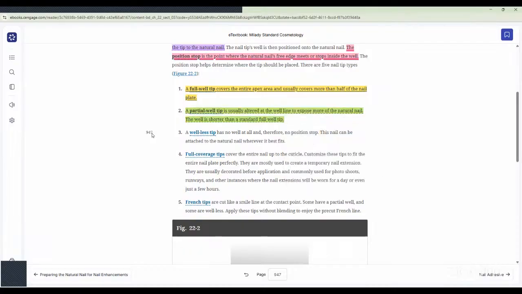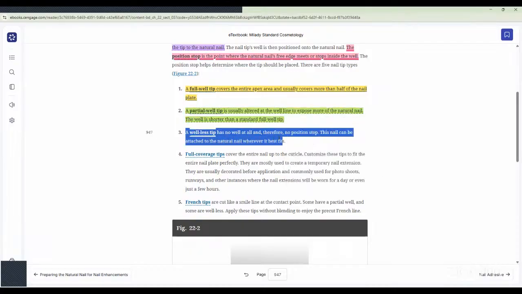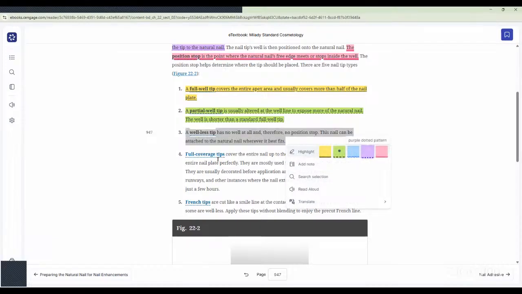This page 47 goes into types of tips as well. So it's definitely going to be an area for you to study.